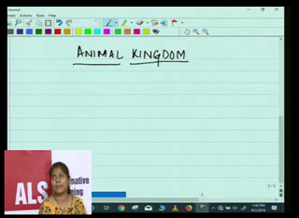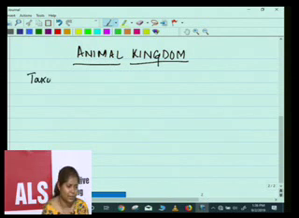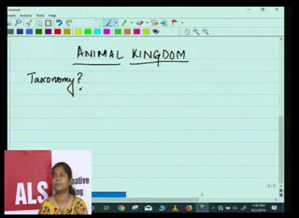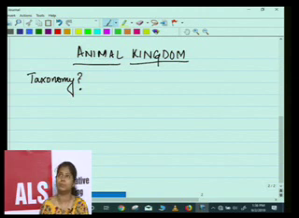So what is taxonomy? Answer me some questions. What is taxonomy? Answer me. What is taxonomy?